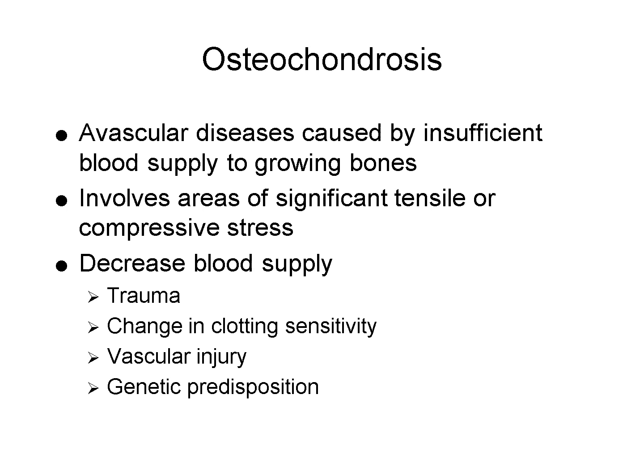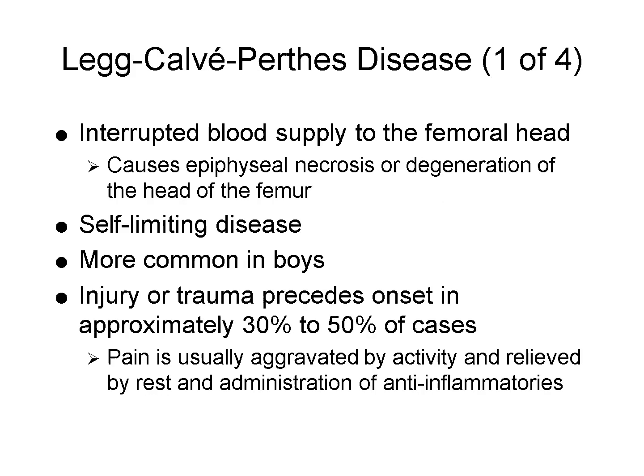Osteochondrosis refers to a group of disorders caused by insufficient blood supply to growing bones, particularly at stress points. Contributing factors include trauma, clotting abnormalities, or genetic predisposition. The result is bone necrosis, often followed by regeneration. These conditions can cause joint pain and limited motion during growth.